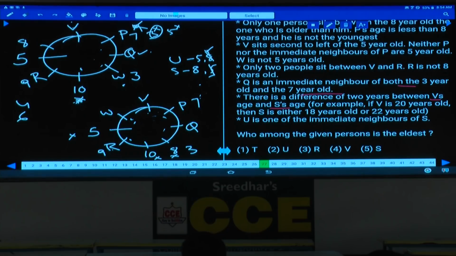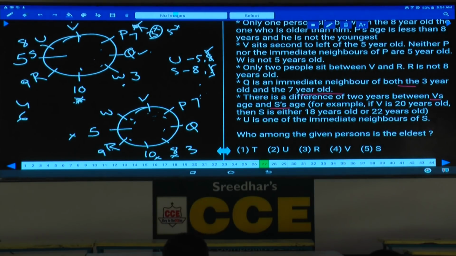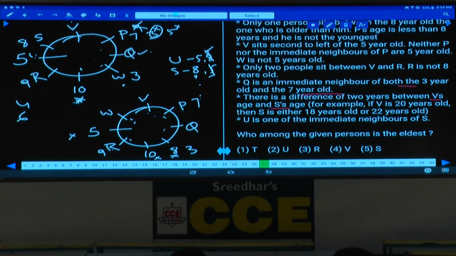Then what is the age of this one? U will be 5 and this person is S, and S is 8. Now the difference between V and S is 2 years, isn't it? Sorry, S is 8-year-old and U is 5-year-old. As S is 8-year-old and U is 5-year-old, where should this S be? S must be adjacent to this V. S is here and U is 5-year-old, isn't it?